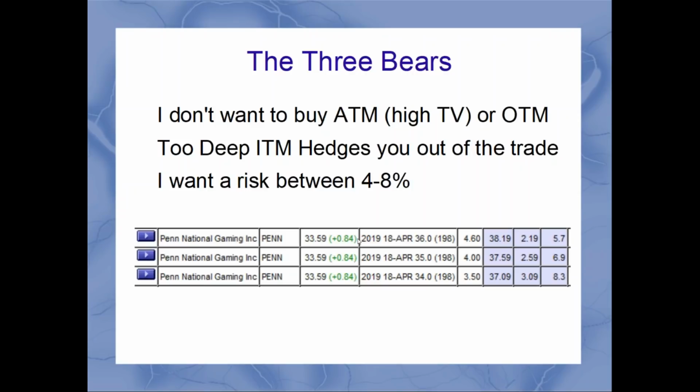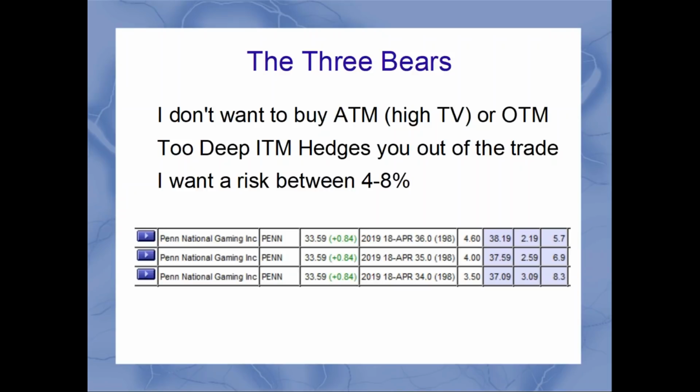So here we see the 36 strike of April with a price of about 4.60. Total invested if I got in at 33.59 and bought that put for 4.60 would be 38.19. I am guaranteed to get 36 back, so the true risk is only $2.19 or 5.7%. That is a good controlled risk. At the close, the April 35 is priced around $4. So my total investment would be $37.59.